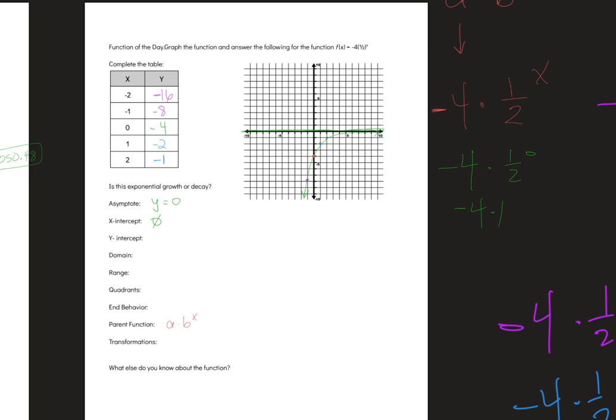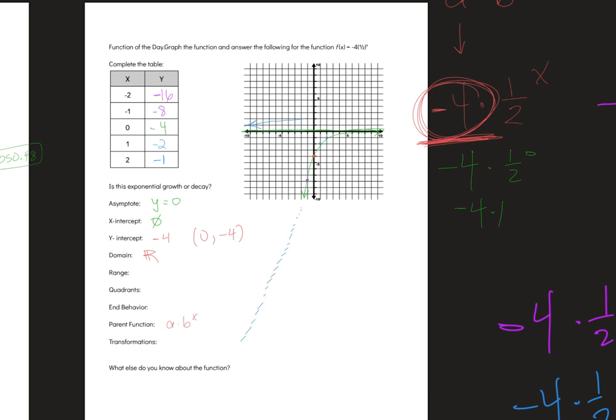The y-intercept is negative 4. It is not just because of that. That's a great start, right? But just remember, it could be moved left, right, up, down. That would impact it. But for us, it is negative 4. In fact, we can go and write it as a coordinate if we want. 0, negative 4.